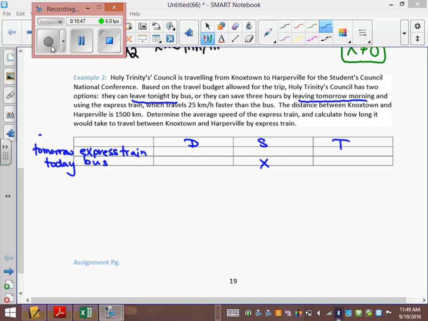Oh, yes. So if it's 25 kilometers faster, it would be what? x plus 25. That is a really fast express train if it's 25 times faster than the bus. Like if the bus is going 100, it would be 2,500 kilometers per hour. That is a fast train. If you get on the train, boom, there you are. You're in Manitoba.